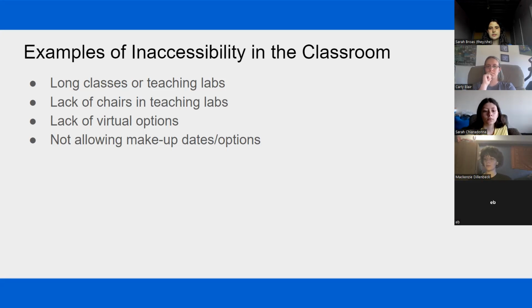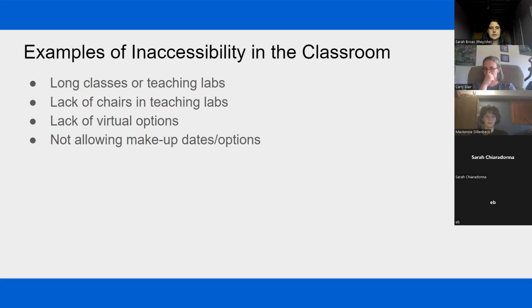Lack of virtual options. This applies more to a lecture-based format, and it can be difficult for some folks with disabilities to have a reliable schedule and always show up the same every single day. Disability is unpredictable, and therefore schedules can be unpredictable. And some days it's not always possible for someone who's disabled to make it to class. So having a virtual option is always a great way to make something more accessible.